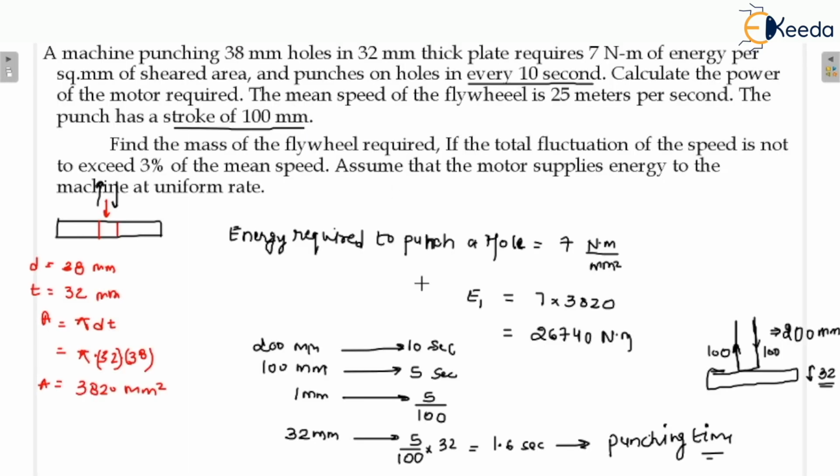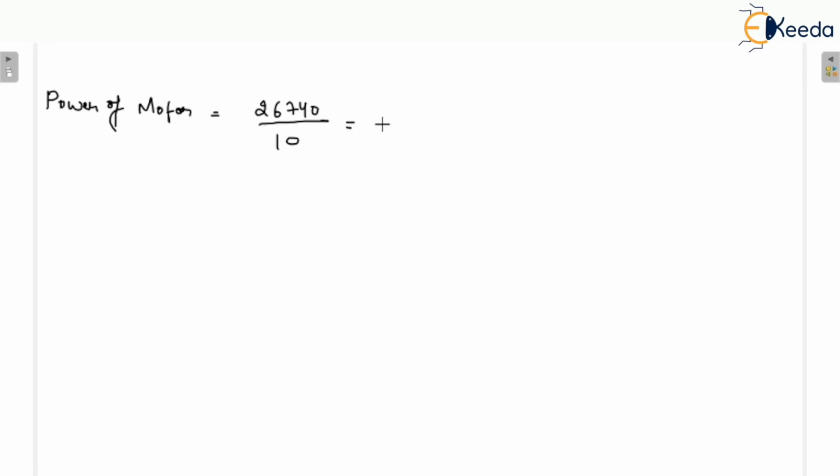Power of motor, that would be equal to 26740 upon 10. Okay, this is the energy required to punch a hole, and we know that every hole is taking place in 10 seconds. So this would be 2674 Newton meter per second. Basically this is the power of the motor. In kilowatt you can write it as 2.674 kilowatt. Okay, so the first part is completed.